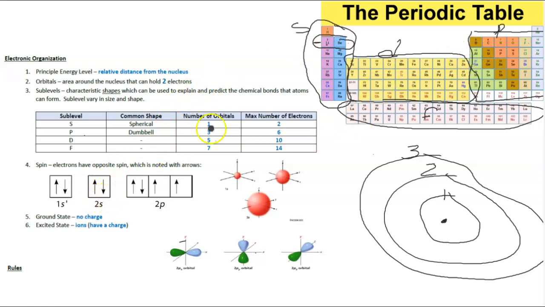When I get to P, you'll see in this illustration there are 3 different boxes. That represents the 1, 2, 3 different orbitals for the P. And I can put 2 electrons in each box, but I will put 1 in each box first, and then I will partner them up. We'll talk about that more in just a second.